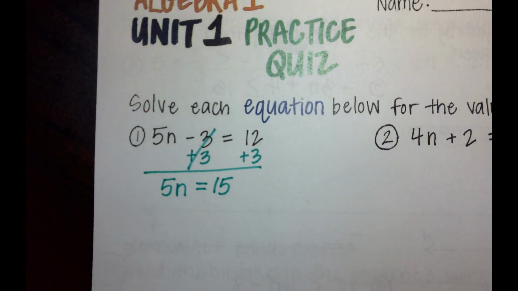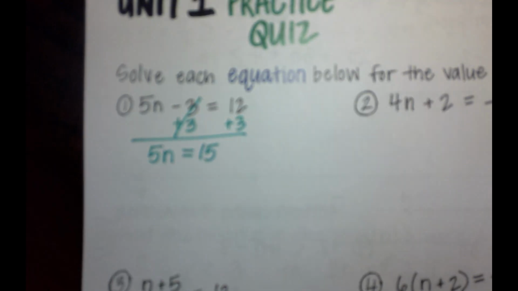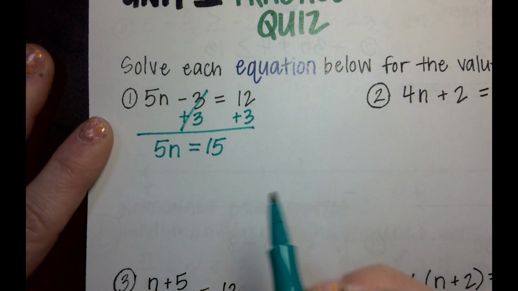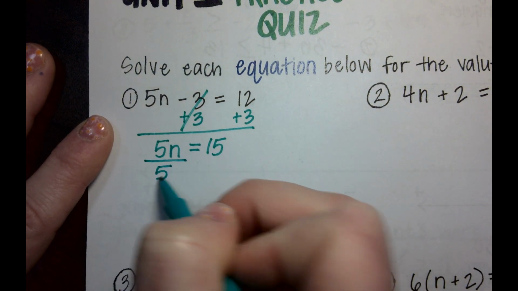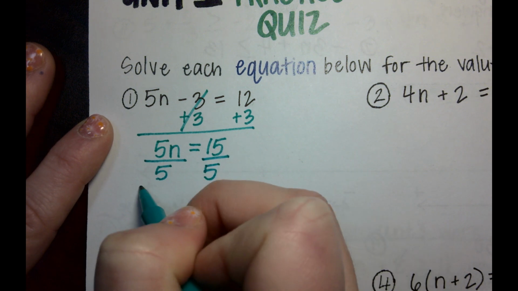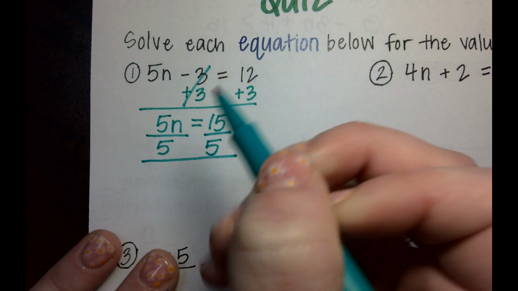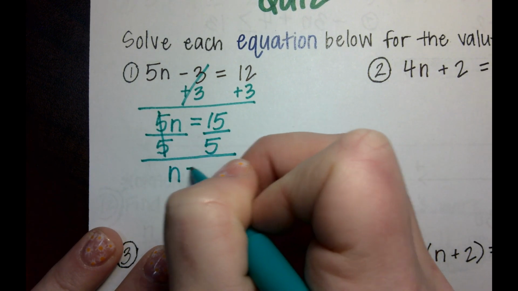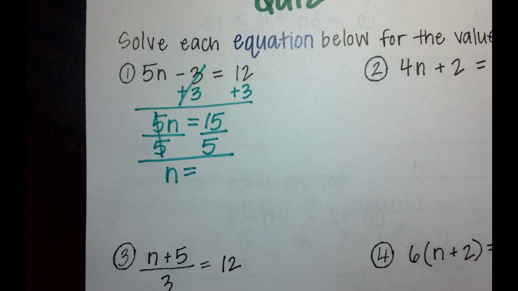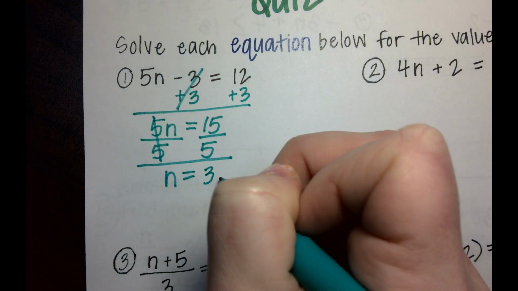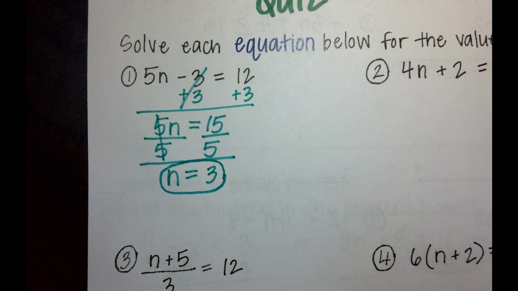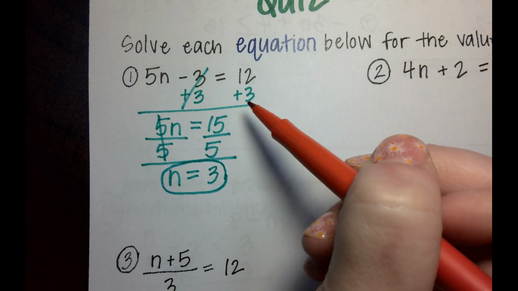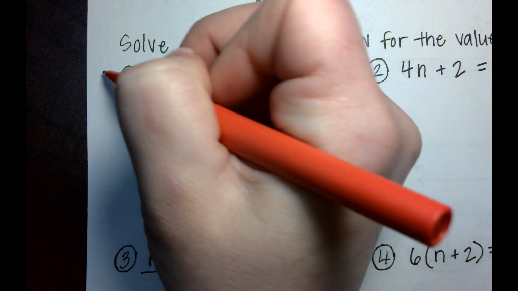Okay. So now I have 5n is equal to 15. What do I do here? Divide by 5. Good. Okay. My 5's will cancel. I'll have n equals what? 3. And that's your answer. Very nice. So when we take this quiz, this problem here is going to be worth 1, 2, 3 points.